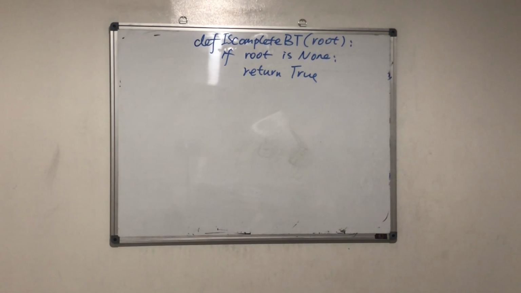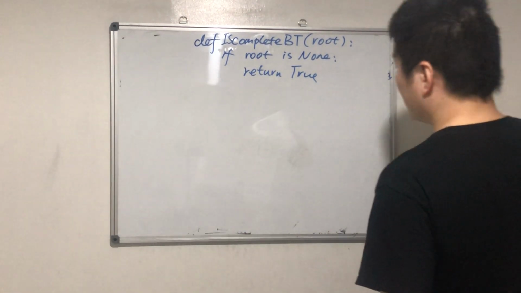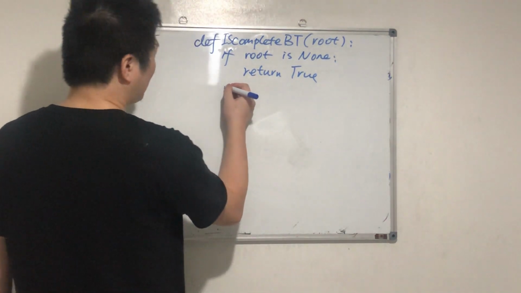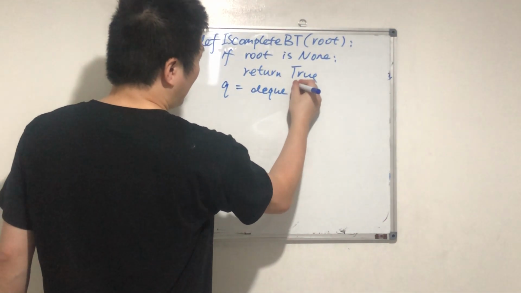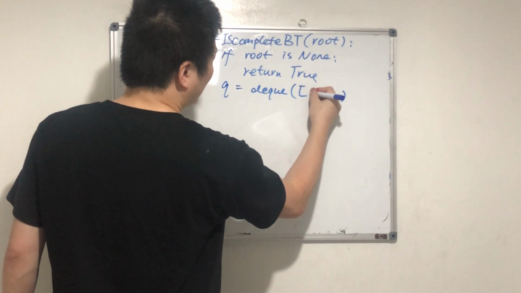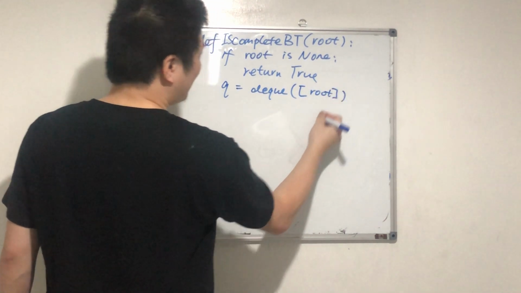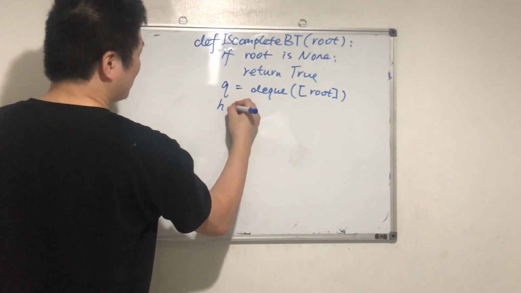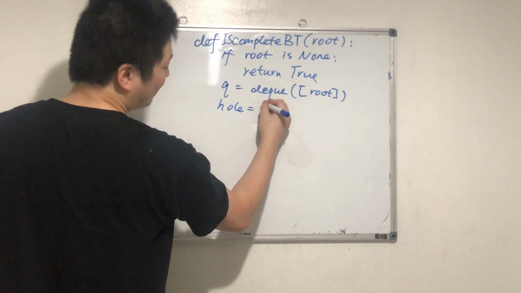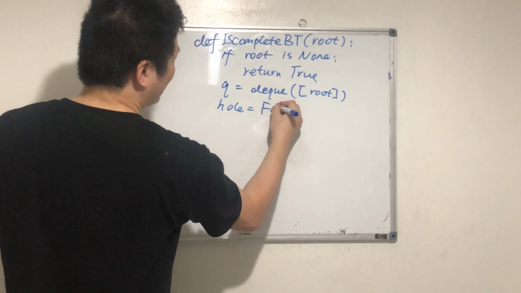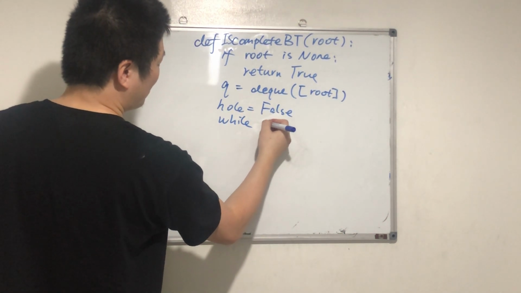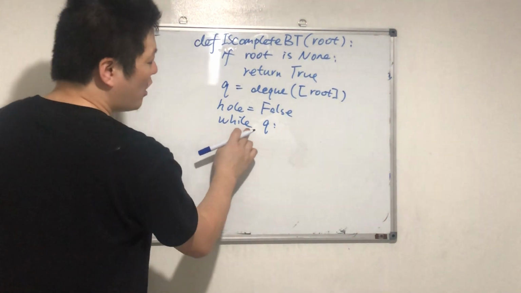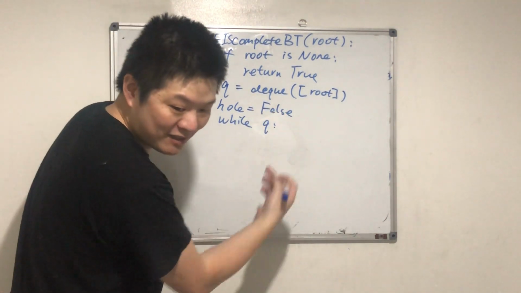Okay, so now what should we do next? Put the root in the queue. So Q equals deque, and at the beginning we put the root in. And we also have a hole, which I set to true or false. False. Yeah, well done. So now I keep doing this breadth-first search: while Q, or while length of Q bigger than 0. It's the same thing.